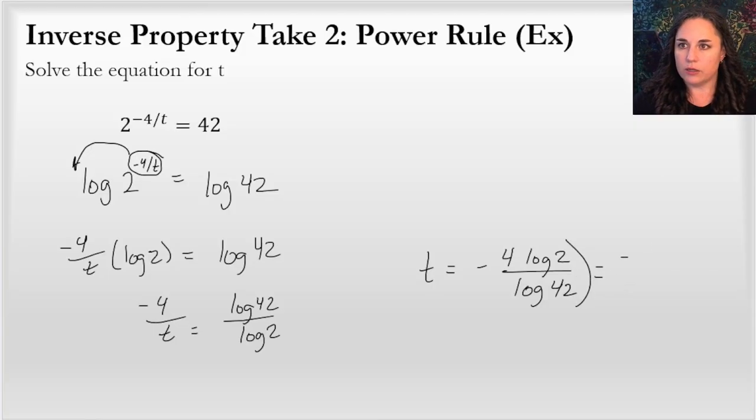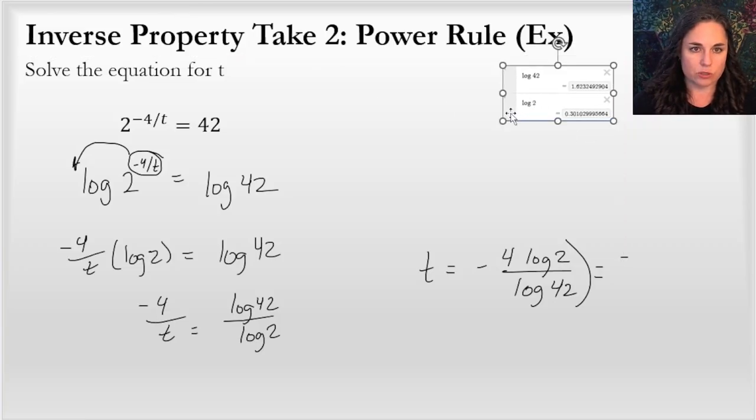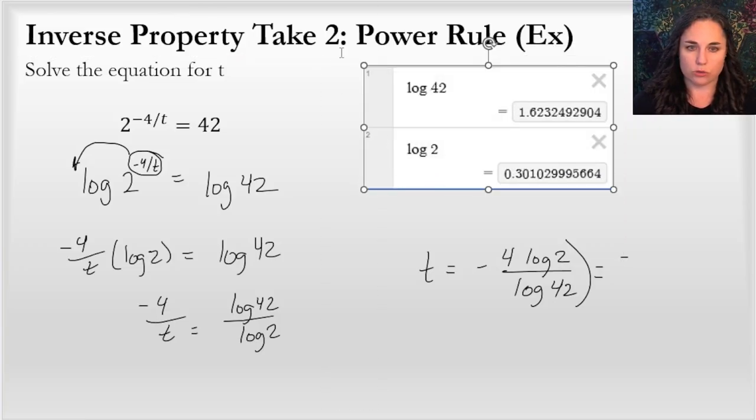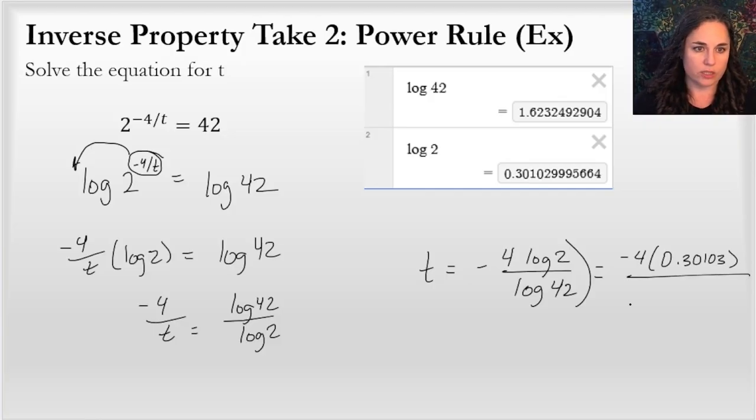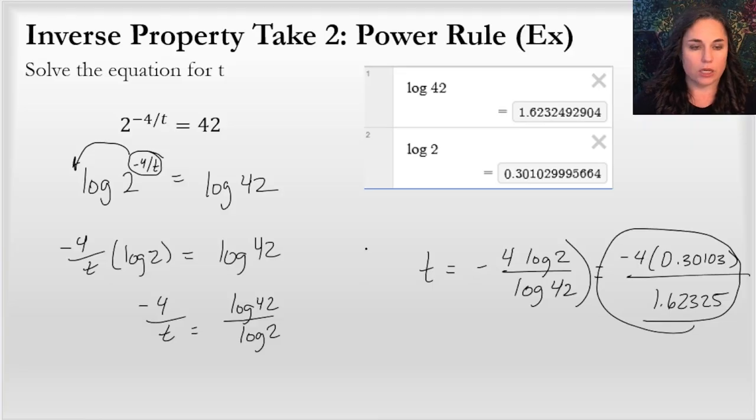I looked this up on Desmos. Those are the regular logs in here. In Desmos, negative 4 times log 2, which is 0.30103, I'll just leave it like that, over log 42, which is 1.62325. And then you would just divide those, and you would get a number. I'm not sure what that number is. I didn't solve it before, but it's just a number that you can calculate in your calculator. Now you can solve for that value t that makes that expression accurate.